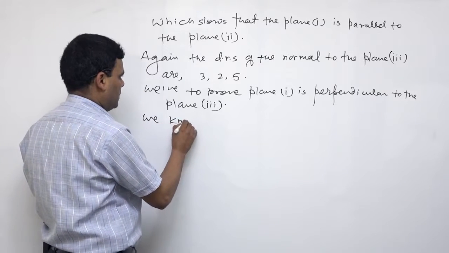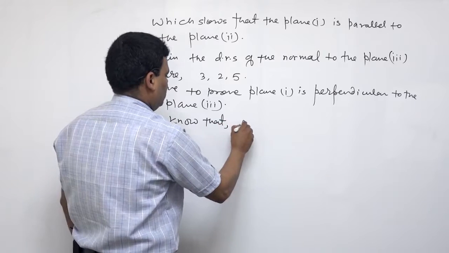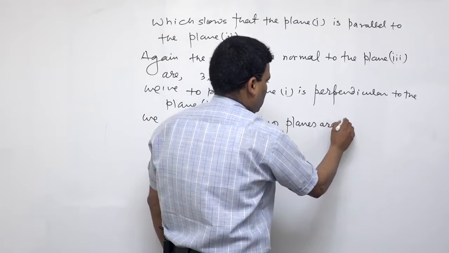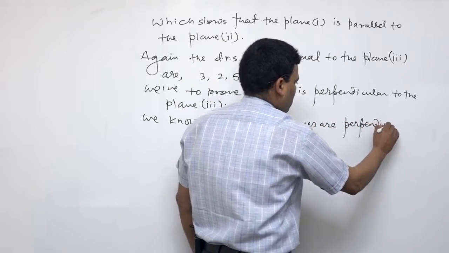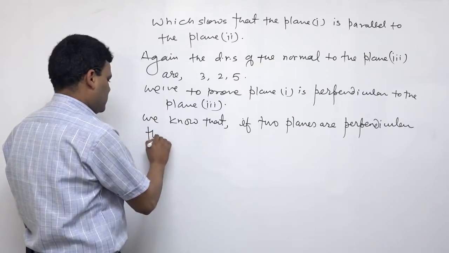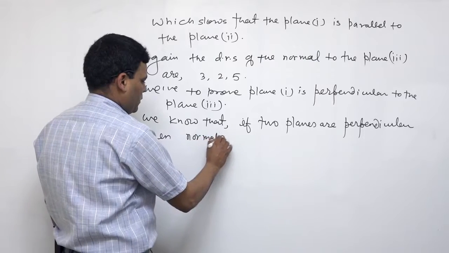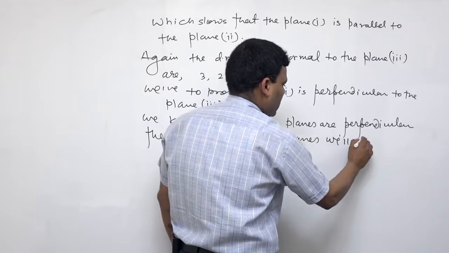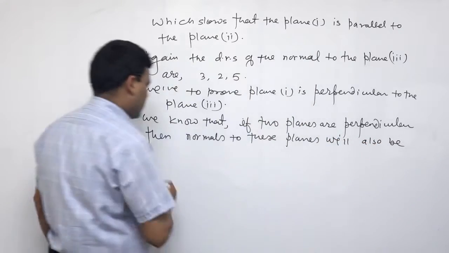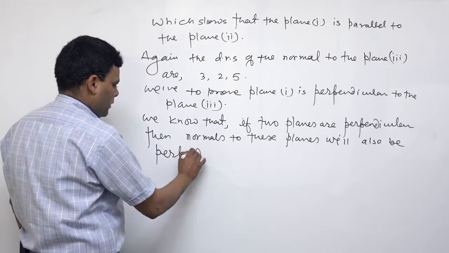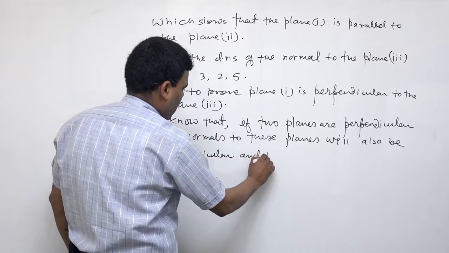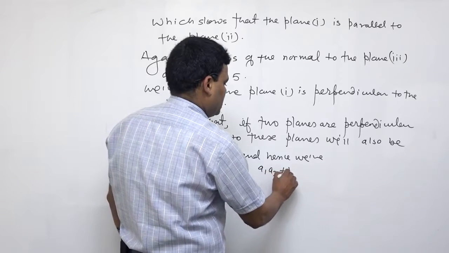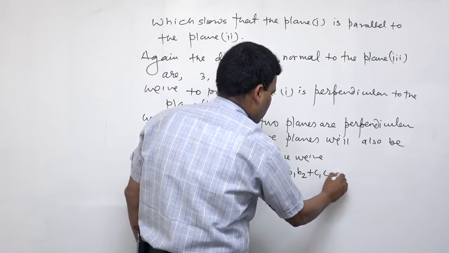We know that if two planes are perpendicular, then normals to these planes will also be perpendicular, and hence we have A1 A2 plus B1 B2 plus C1 C2 equals 0.